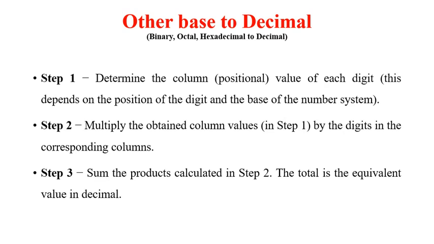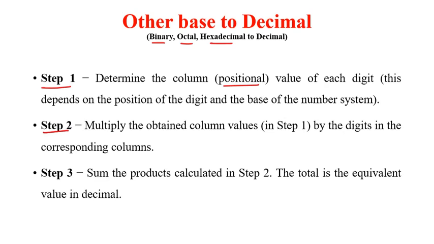Now we will discuss the second category of number conversion, that is the conversion of other base numbers into decimal. Here the other bases refer to binary, octal and hexadecimal. In this category, we will discuss how to convert your binary or octal or hexadecimal numbers into decimal numbers. It's a three-step procedure. In step 1, determine the positional value of each digit. So in a given number, first we need to identify the positional value of each digit.